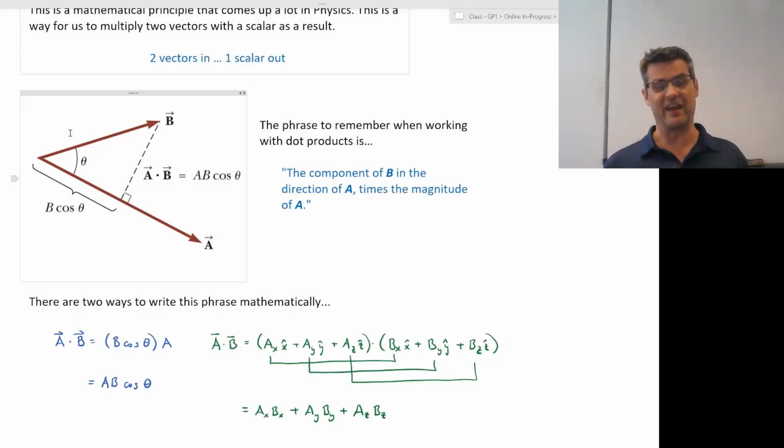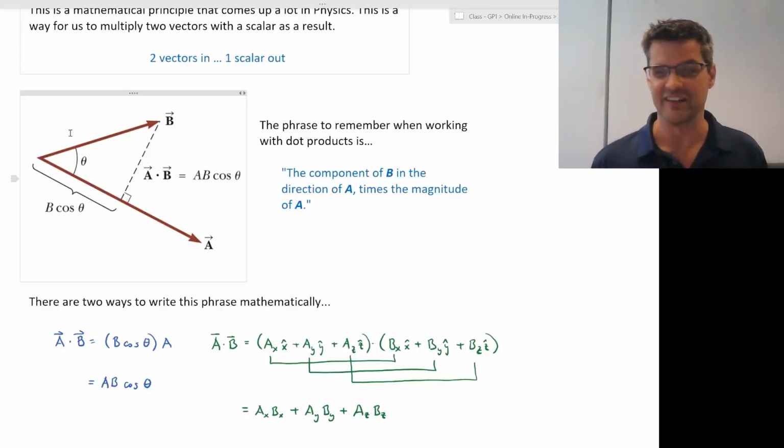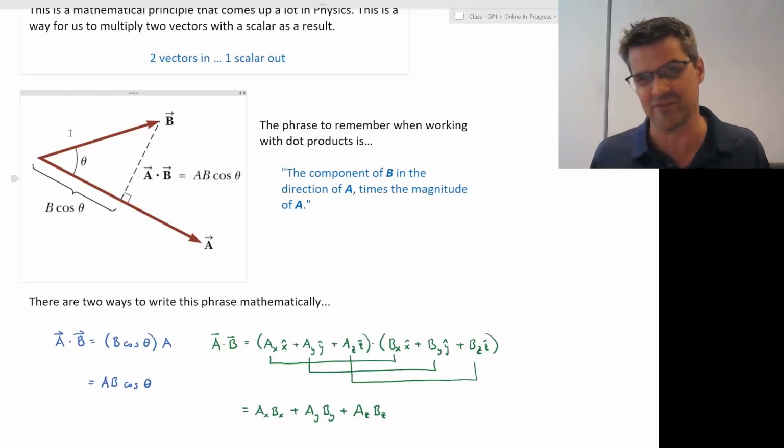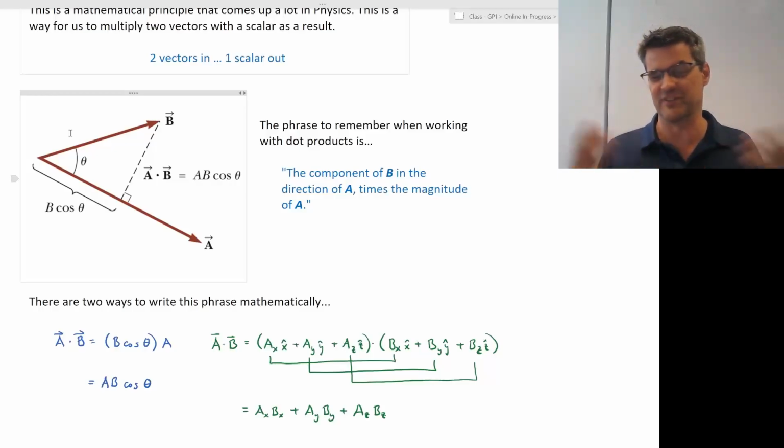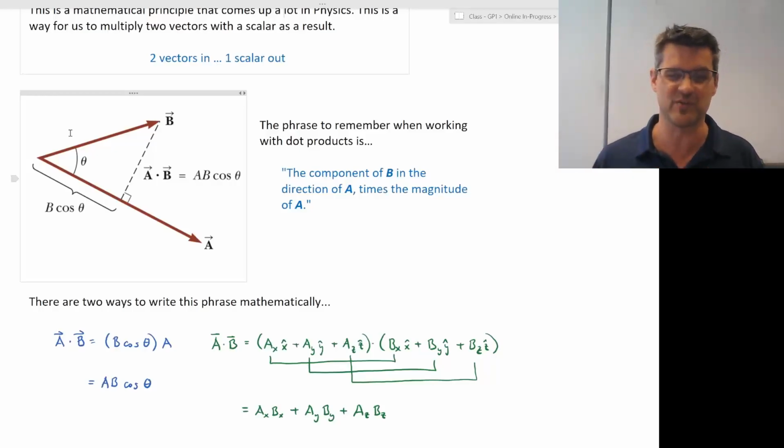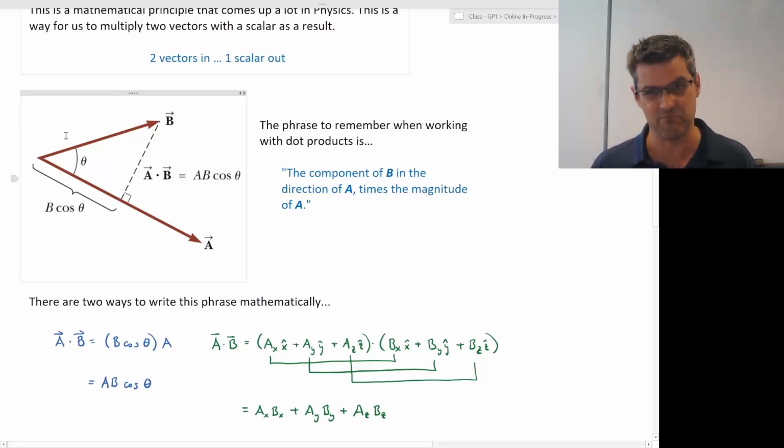Similarly, if B and A were in the same direction, the component of B in the direction of A is B. B times A. And so if the angle between those things is 0, then I'm just multiplying two numbers together. And that's totally fine. Those numbers happen to be vector numbers, we find out later. But the result is a scalar, and it works very much the way that you might think.